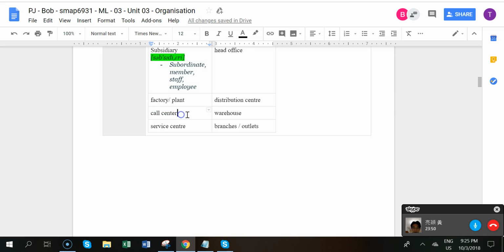Call center. Okay, one more. This is another tip for you, Mr. Bob. This one is spelled as center, but if you are studying American accent or American pronunciation, this is read as center. You will remove the T sound. This is US slang. And how about this one? Can you read this one?